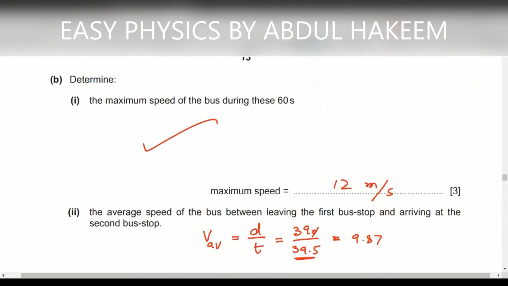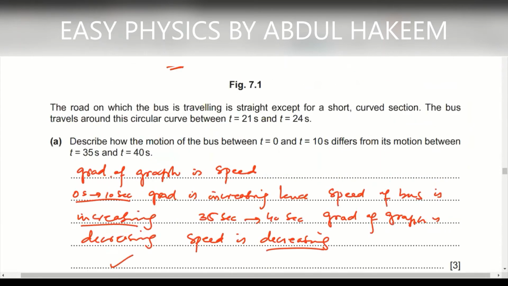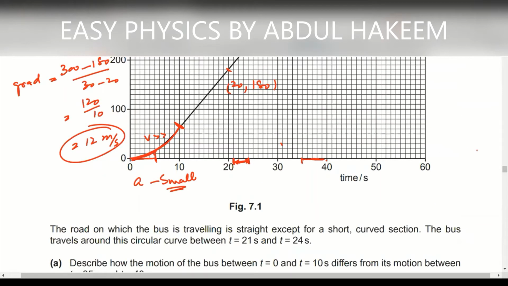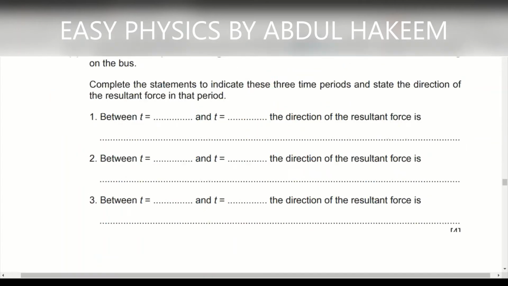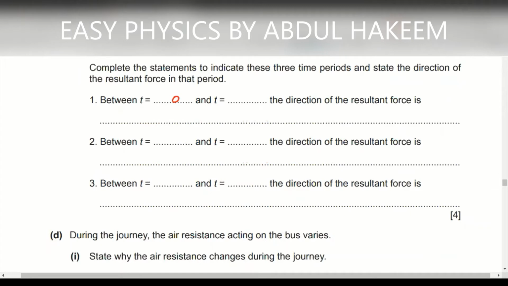So from the graph, 0 to 10, there is acceleration. This is non-zero force because the acceleration is produced. So we will write from 0 to 10 second, there is acceleration. So the resultant force is the forward force because there is acceleration.